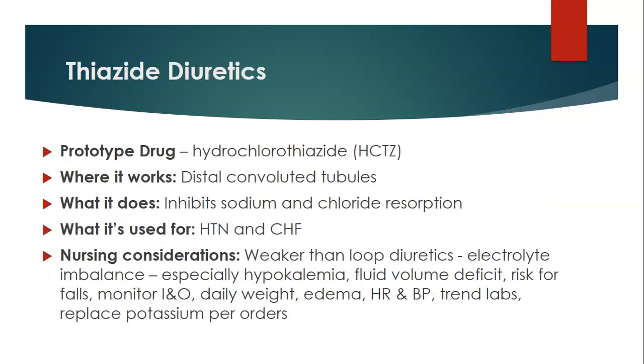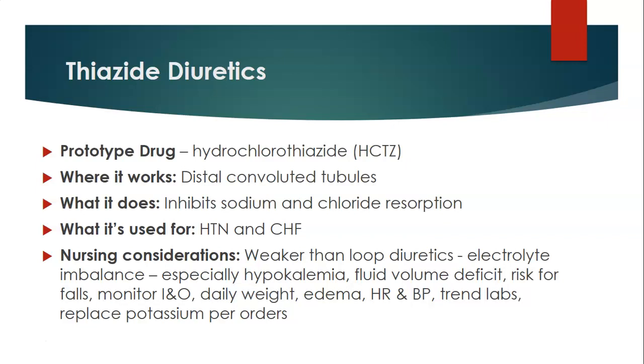Next, we have thiazide diuretics. So our prototype drug here is going to be hydrochlorothiazide. You will see it abbreviated HCTZ. Hydrochlorothiazide works in the distal convoluted tubules, and it works to inhibit sodium and chloride resorption. We usually use this for hypertension and CHF.